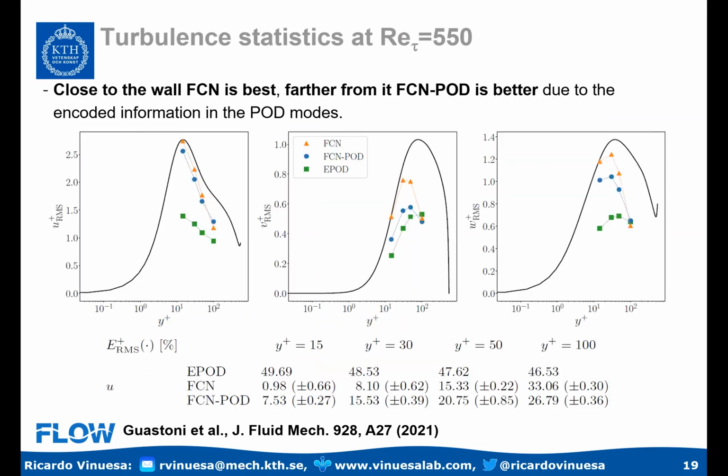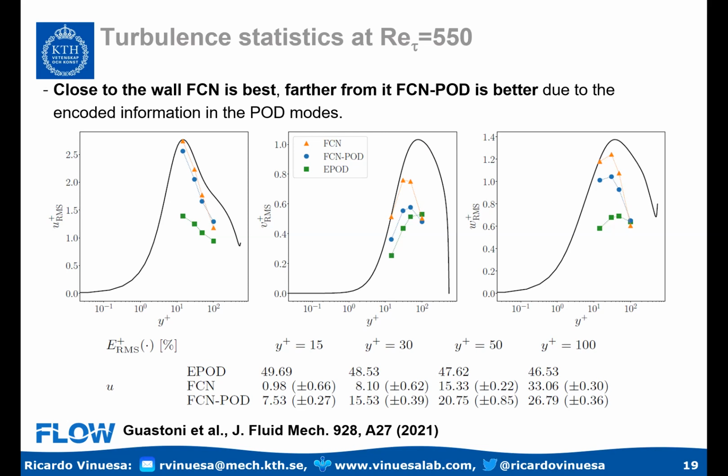If we look at the statistics, I'm showing you the streamwise, wall-normal, and spanwise velocity fluctuations. The black line is the reference from the DNS. The square is the FCN. The blue dots are the FCN-POD, and the squares are the extended POD. That's the linear method. And what we can see is that the linear method underperforms. The predictions are worse than the other neural network-based approaches.